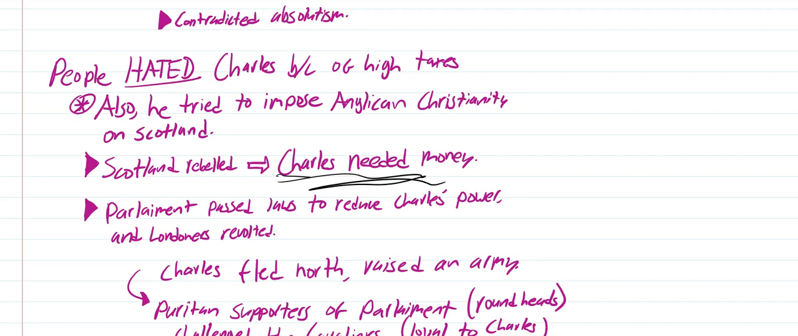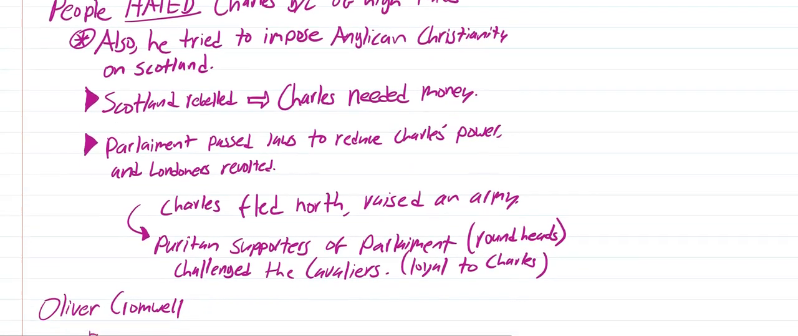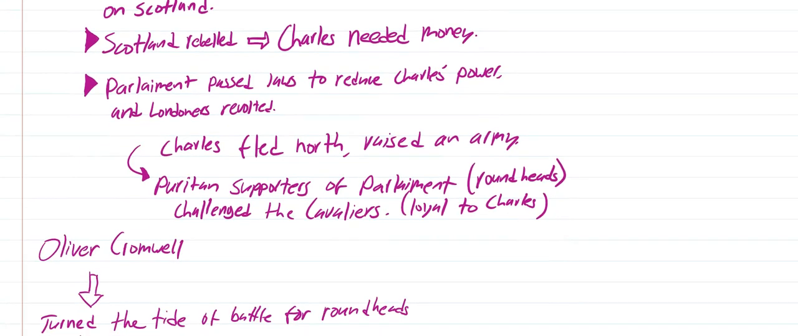He needed money to fight the rebellion, and Parliament saw this as an opportunity to get even more power over him. He needed help. They were going to use this as an opportunity to change some things. So they passed laws that were designed to reduce Charles's power, and Charles in turn tried to arrest some of the Parliament members that did this.